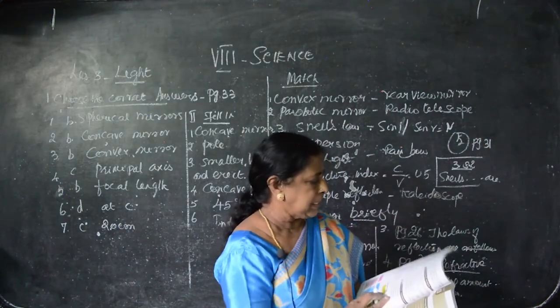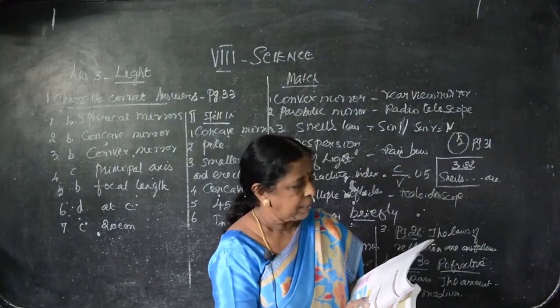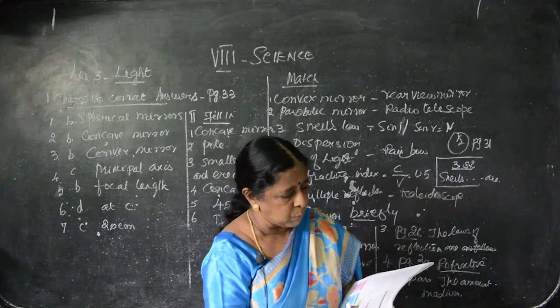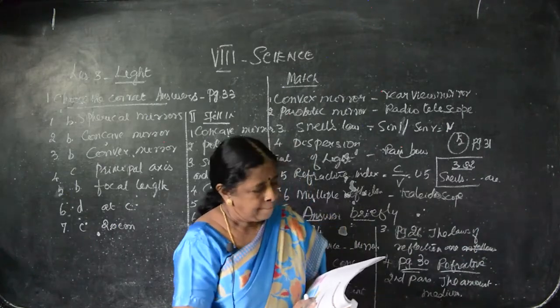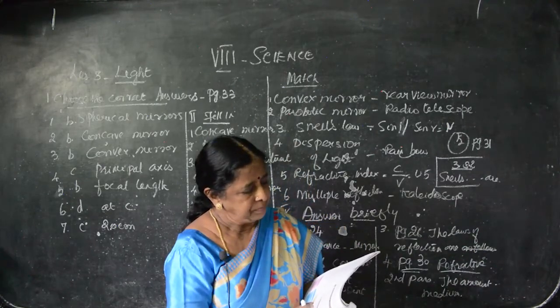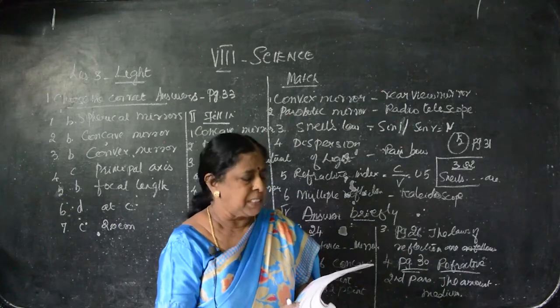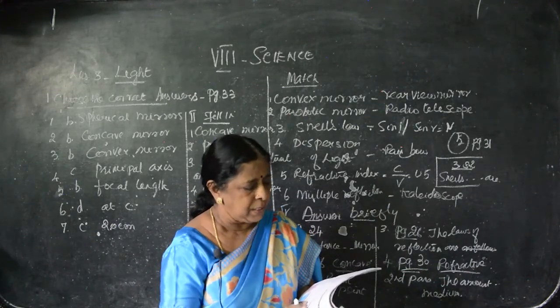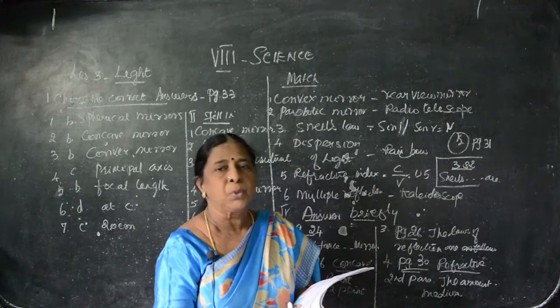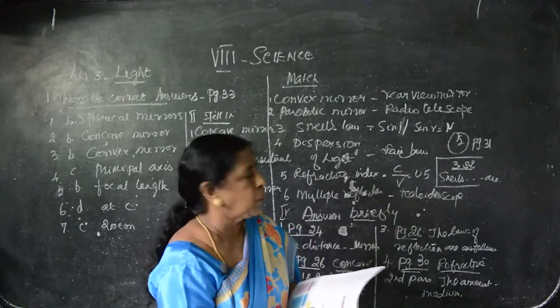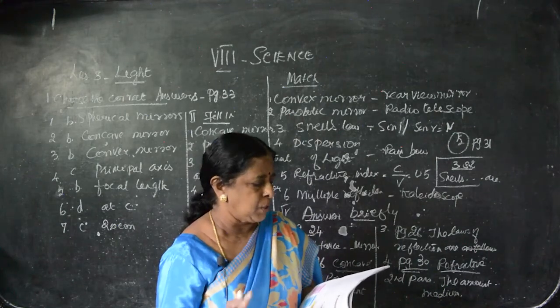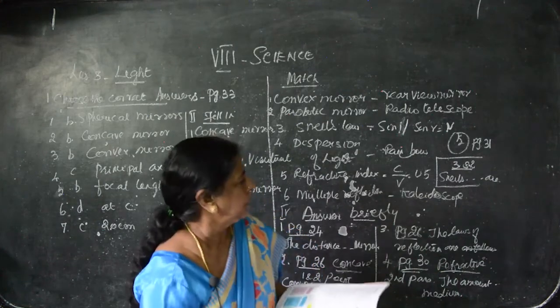Clear? And the detailed answers, I'll continue in another class. Totally, how many detailed answers did we get? 4 detailed answers. Though I gave the first detailed answer, you need not learn the first one. The second, third and fourth are very important. So better you concentrate only on the 3 detailed answers, 2, 3, 4. Clear? Okay, thank you, children.